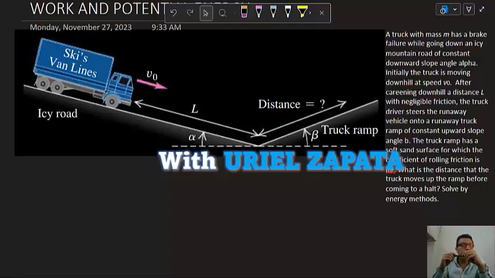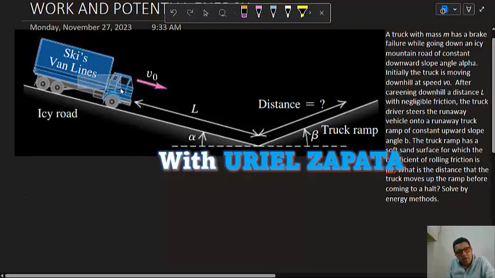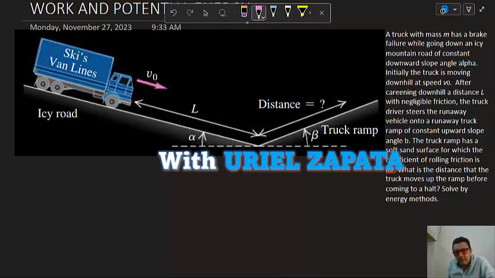Okay, here we have a workup potential energy physics problem. A truck has a brake failure and is falling from this icy mountain. Initially the truck is moving downhill at speed v0, and after traveling downhill a distance L with negligible friction, the truck's driver steers the runaway vehicle into a runaway truck ramp, an upward slope. So like this.